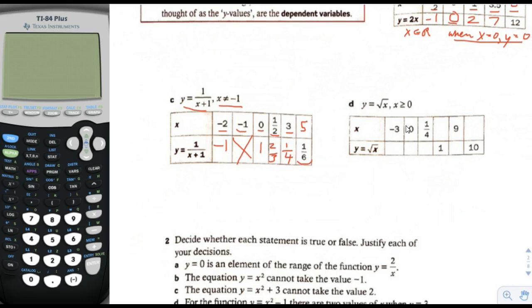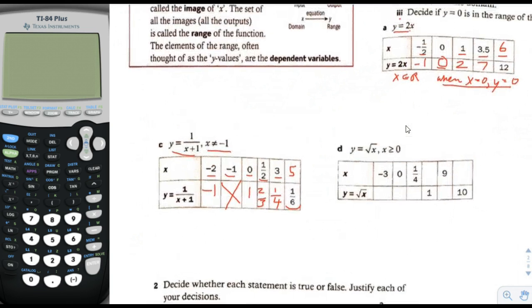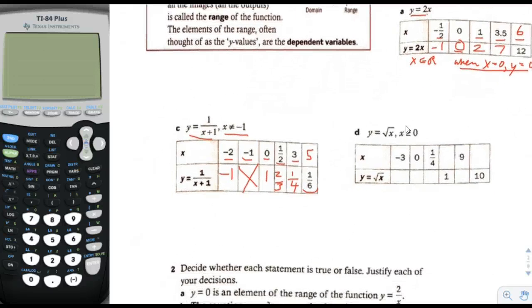Now what about the domain? What is the domain of this function? It would be x is all real numbers except x is not equal to 1. And they specified that right here.